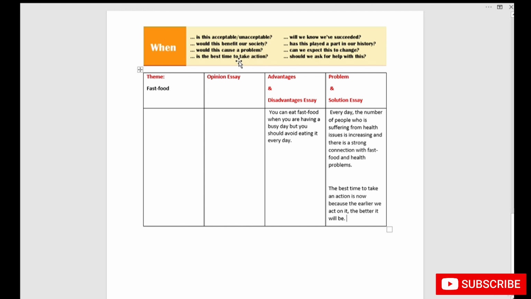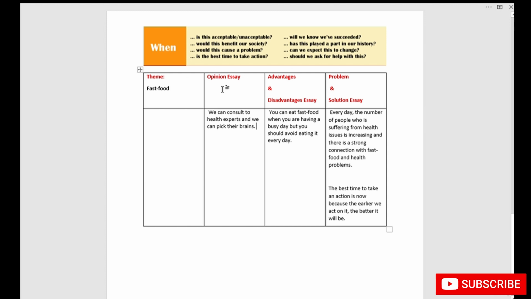And let's go back to this question, when should we ask for help with this? And let's go back to the opinion essay part. And let's imagine that we are supporting or agreeing with the idea that fast food should be banned in schools. So I say, we can consult health experts and we can pick their brains. And then we can move on to say that it should be banned in schools, because it's a well-known fact that many health experts support the idea that fast food should be banned in schools.